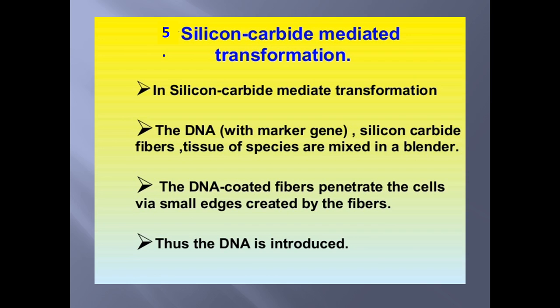So in the earlier slide what you studied, to deliver the DNA we used the bags which are made up of lipids. That means usually we made use of lipids in order to deliver the DNA. But in this case, we use the silicon carbides which have very high affinity towards the cell membrane and the cell wall, so that our DNA can be inserted into the cells.